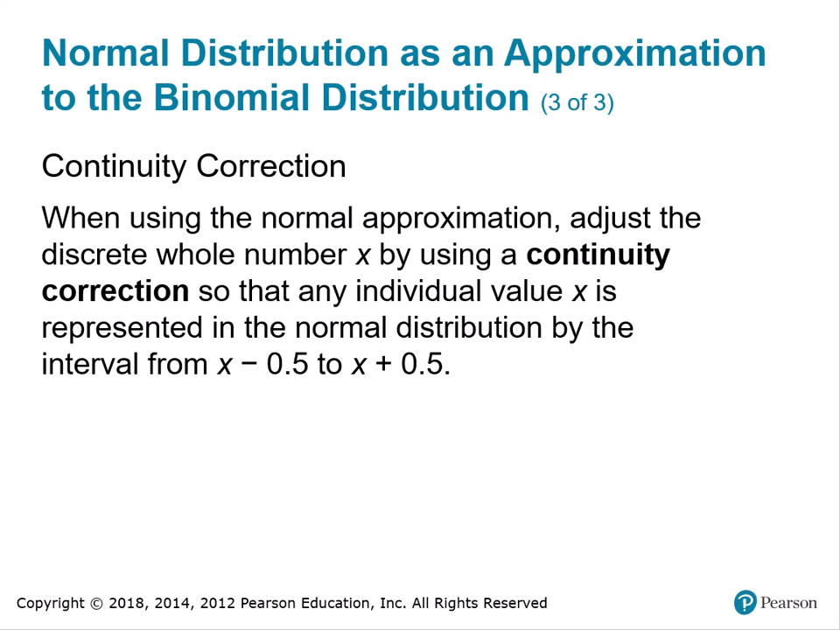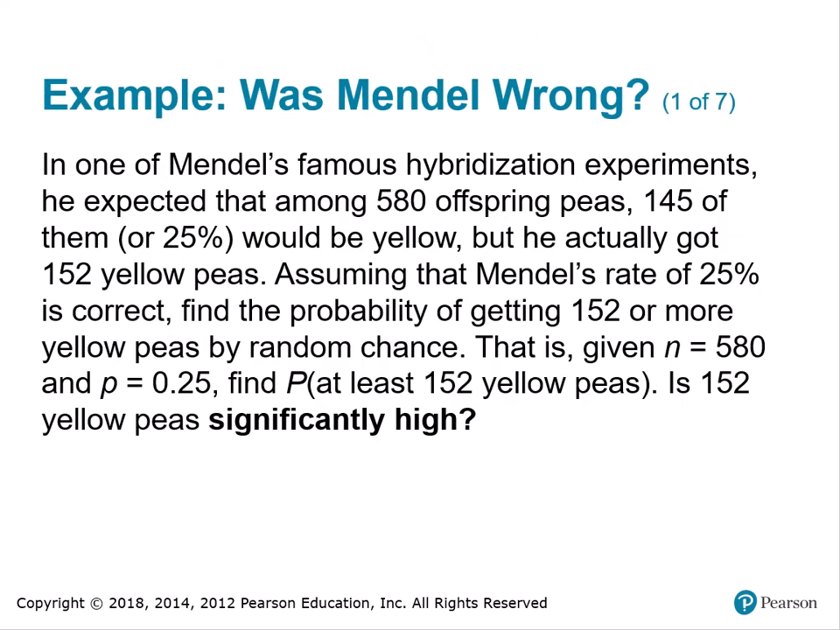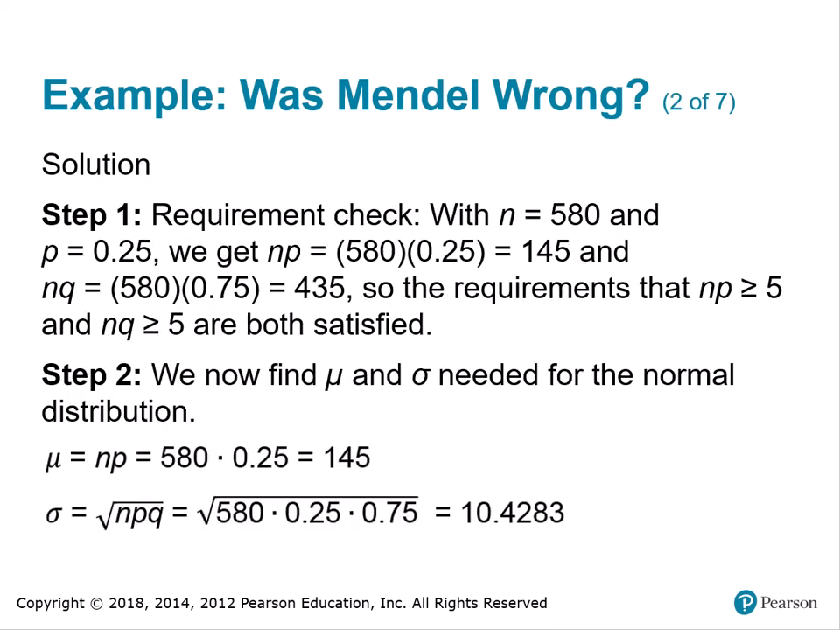So let's go through and start calculating it. One of the things, again, we talked about before is continuity correction. That's either moving up or down by a half. Alright, so let's go through and look at, is Mendel wrong? Is this significantly high? So that means we're going to have to look at this in terms of the high end on where it falls in the z-scores. So we've got 580, which is going to be our n. We've got 152, we've got 145, and we've got 0.25. So let's take a look at this information and convert it all around.